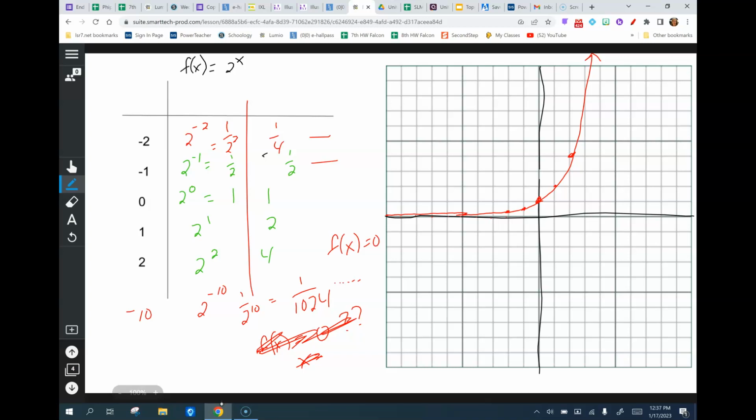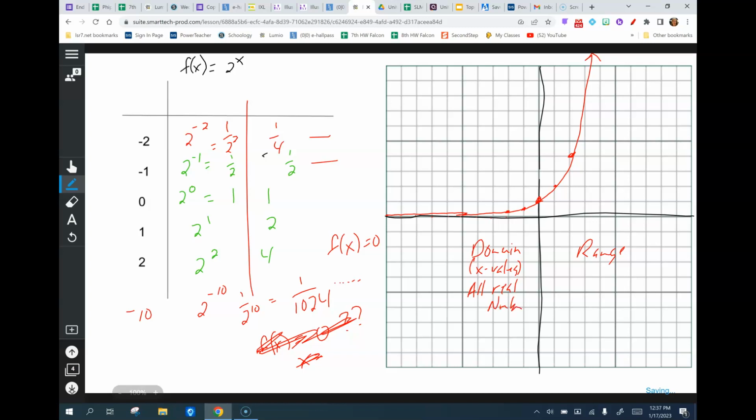And so on this next page, we're going to talk about what the characteristics of this are. So we're going to look at the domain. And we're going to look at the range. Okay, domain, remember, is those are your x values. What can your x values be? Well, is there any restriction on what my x values can be? No. So your domain is going to be all real numbers.